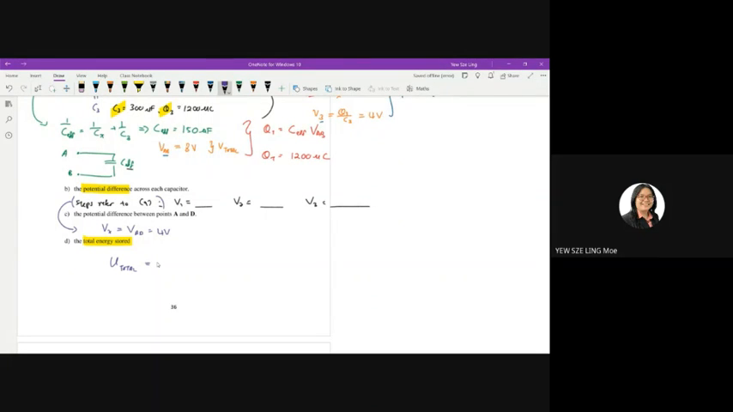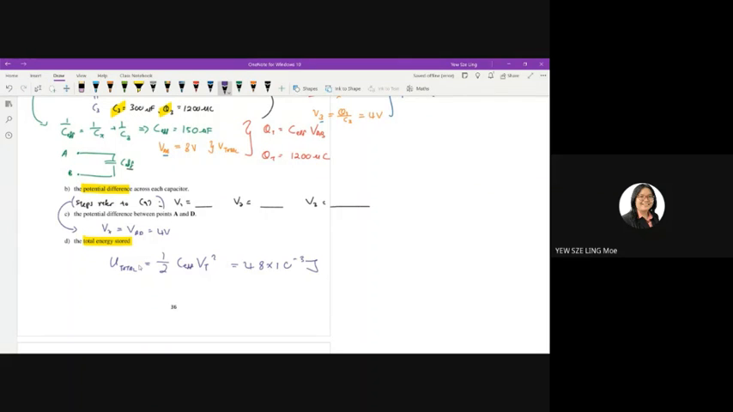For this question, I think it would be easier if you use U total is equals to 1/2 CV squared, because easiest way. So 1/2 C effective VT squared. So you should get 4.8 times 10 to the power of -3 joule, if you got it right.